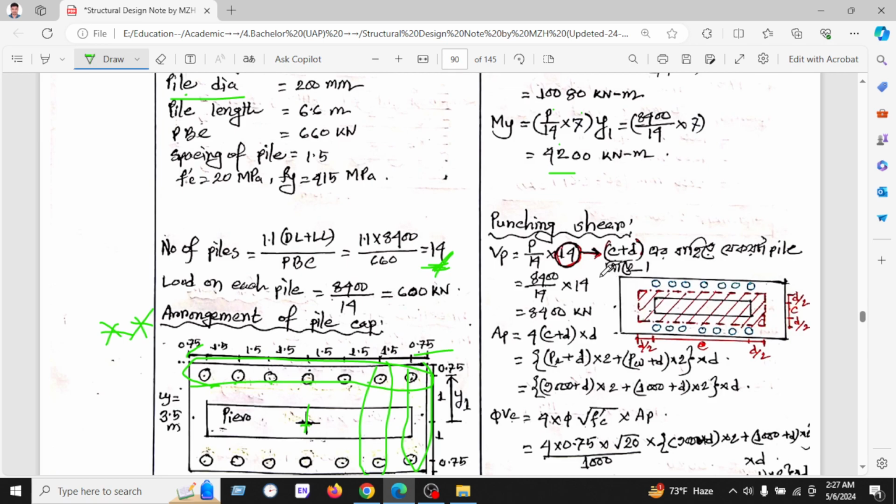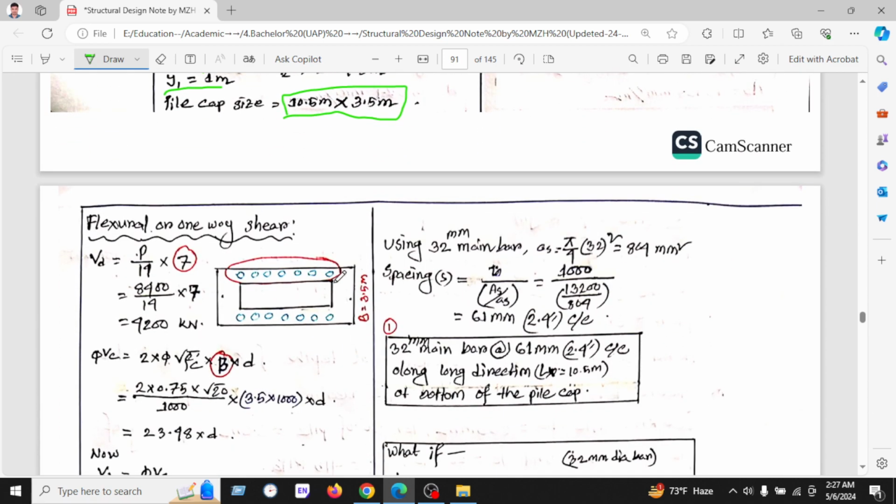Okay, so for punching shear, we know punching shear occurs at a distance of d by 2. On the other hand, flexural shear occurs at a distance of d.